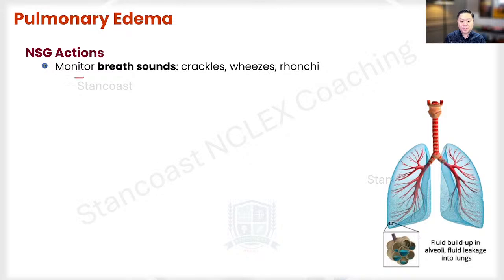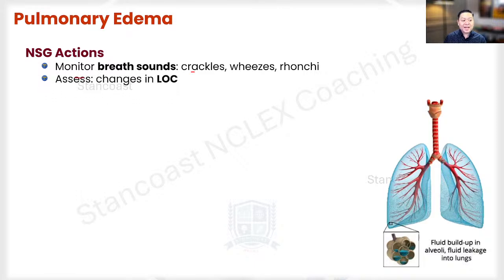We're going to have to monitor the patient's breath sounds, take note of those adventitious sounds such as the crackles, the wheezes, or the rhonchi. These are indicating that there is now fluid accumulation inside the lungs. We don't want this. We really want to reduce the excess fluid in the lungs, so we can get rid of that with the use of the diuretic.